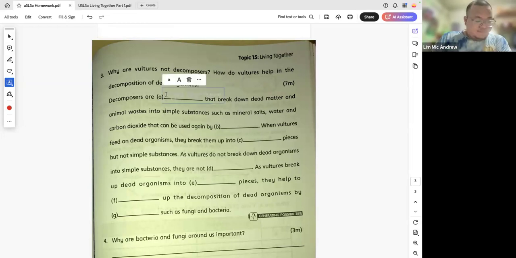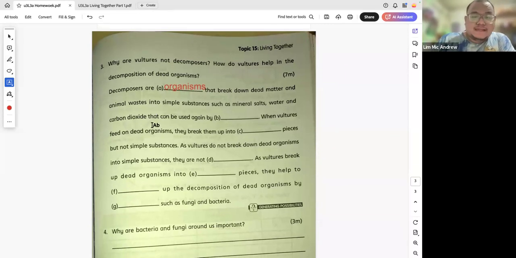Decomposers are organisms, also living things, that break down dead matter and animal waste into simple substances such as mineral salt, water, and carbon dioxide that can be used again by who? Plants. So when you see a dead living thing on the ground, decomposers will come in and break it down into mineral salt, water, and carbon dioxide. And these three things are crucial for plants to grow well, because mineral salt and water in the ground will be absorbed by the plants for their daily life activities. And the carbon dioxide in the air will be used by the plant to do the process called photosynthesis to make food and oxygen.